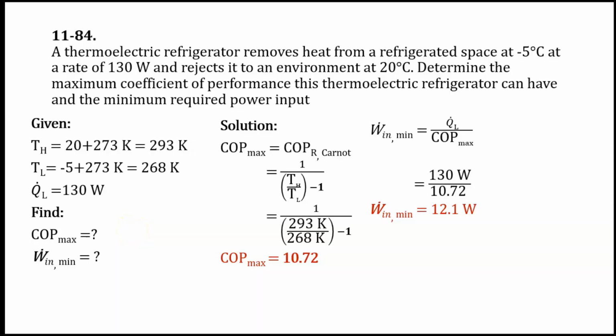Hi everyone! In this video, we will solve an example problem in Chapter 7, which is about the refrigeration cycle. A thermoelectric refrigerator removes heat from the refrigerated space at -5 degrees Celsius at a rate of 130 watts and rejects it in the environment at 20 degrees Celsius. Determine the maximum coefficient of performance this thermoelectric refrigerator can have and the minimum required power input.